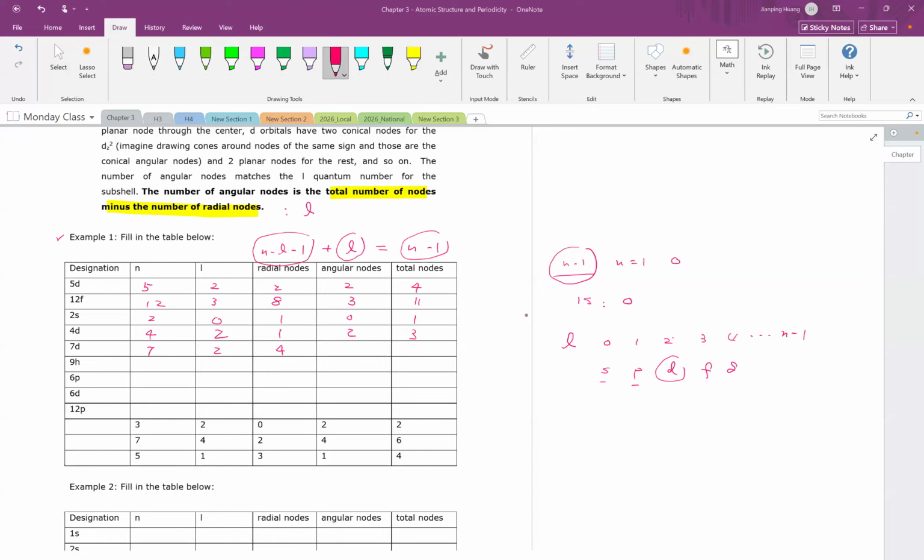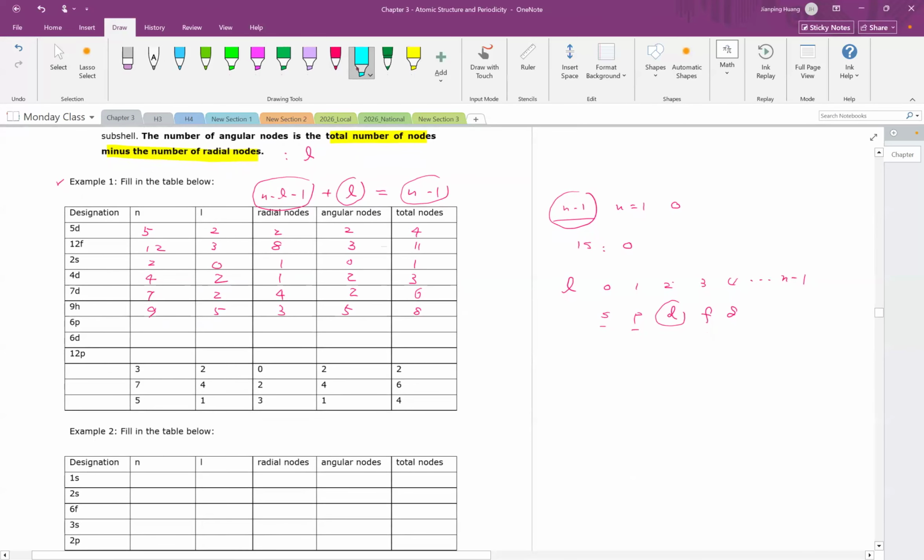Now go to next one. Angular, of course, it's a 2. Angular is a 2. Total is what? Total should be 6. Now go to next one. 9H, 5. You minus, you get 3. Now angular is a 5. So total is what? 8. Right? Got it? Now go to next one.